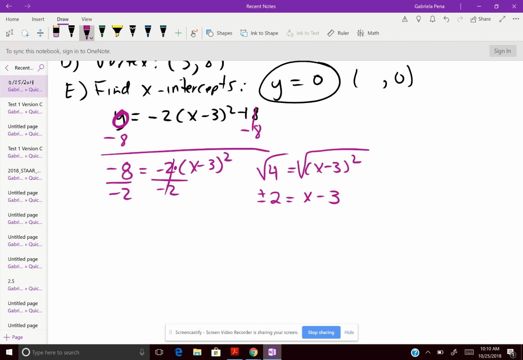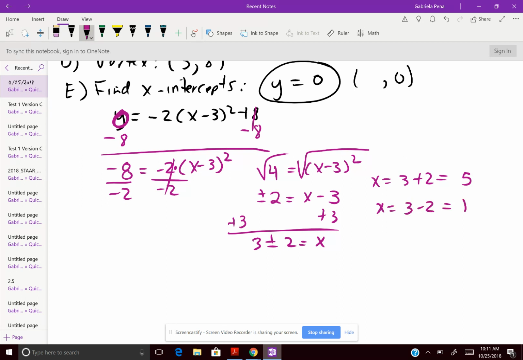And then what is the last thing you have to do to solve for x? Plus 3. Now, where do we put the 3, in the front or after the 2? In front. So it has to be 3 plus minus 2 equals x. Do you remember doing something like this before? Yes. So then x is 3 plus 2, which is 5. But x could also be 3 minus 2, which is 1.